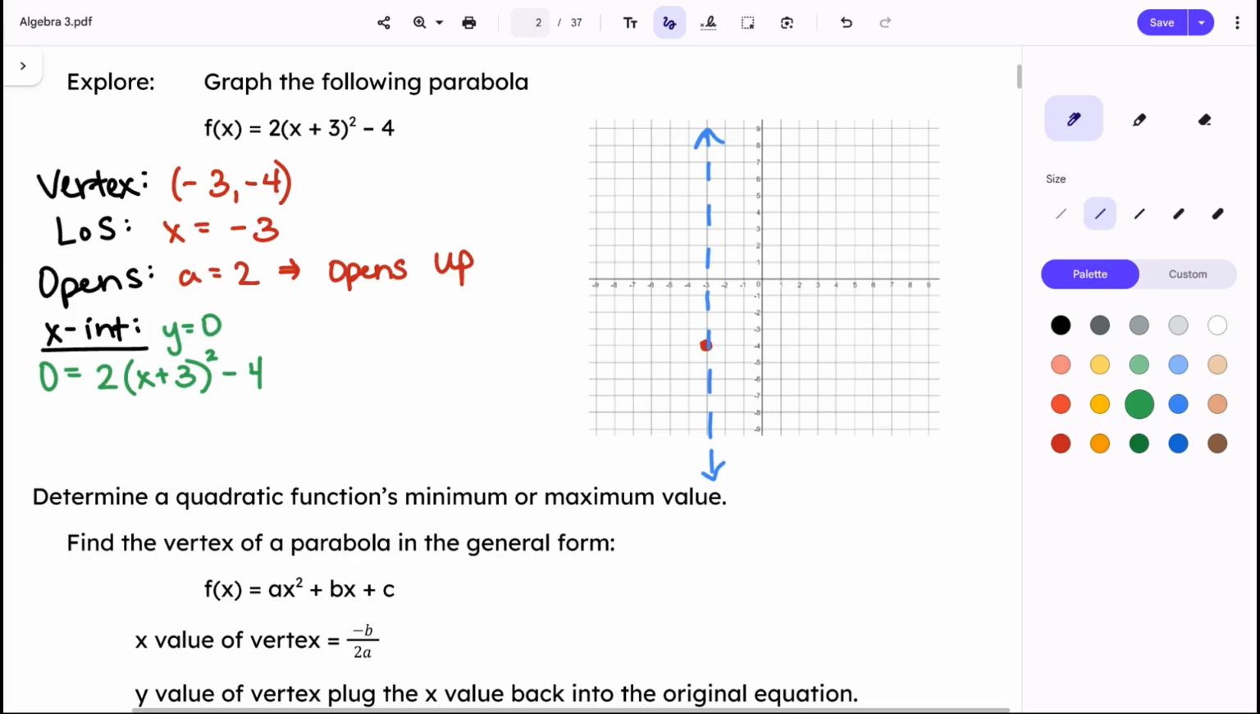Well, I wouldn't distribute. Add the 4. I mean, you could distribute if you really wanted to, but I think it's going to make it way more complicated. Now what? Divide by two. Square root. Okay. Approximately, what's the square root of 2?